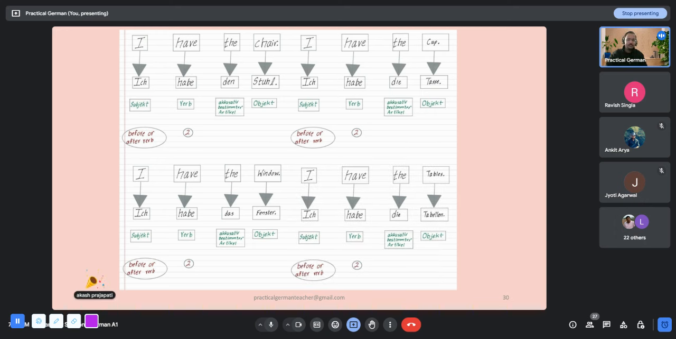Diksha, you had a question or you wanted to read? I want to read. Read this one, please. Ich habe die Tabellen. Tabellen is plural.